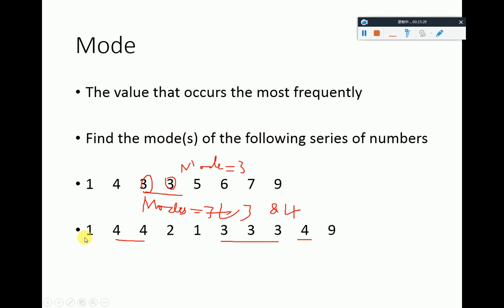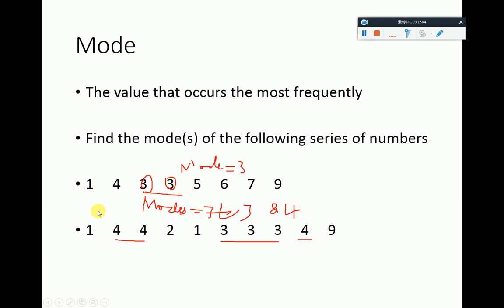So this is a sort of sample data, right? The first person scored 1, the second and third scored 4, the fourth person scored 2, all the way to the last person who scored 9.